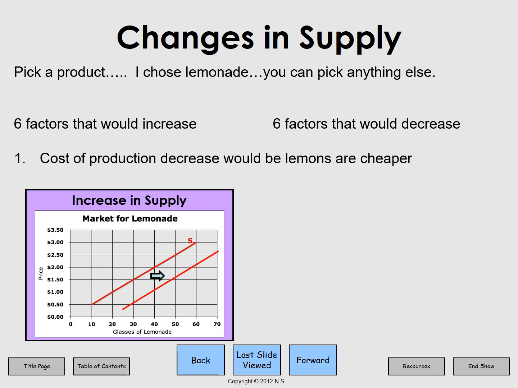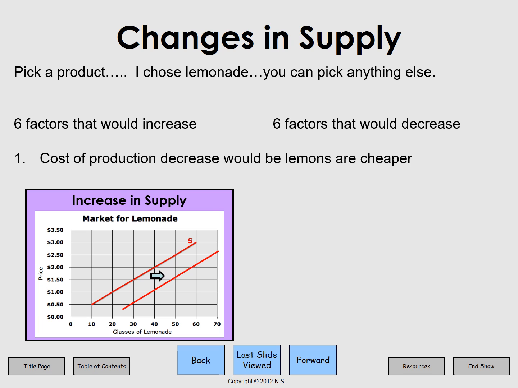Now, here's a little trick. Once you do the shifting line to the right, for the next 5 in a row, your graphs will look the exact same. If something good happens, then it shifts the line to the right. Once you get to the 6 factors that would decrease, all your lines are going to shift to the left.